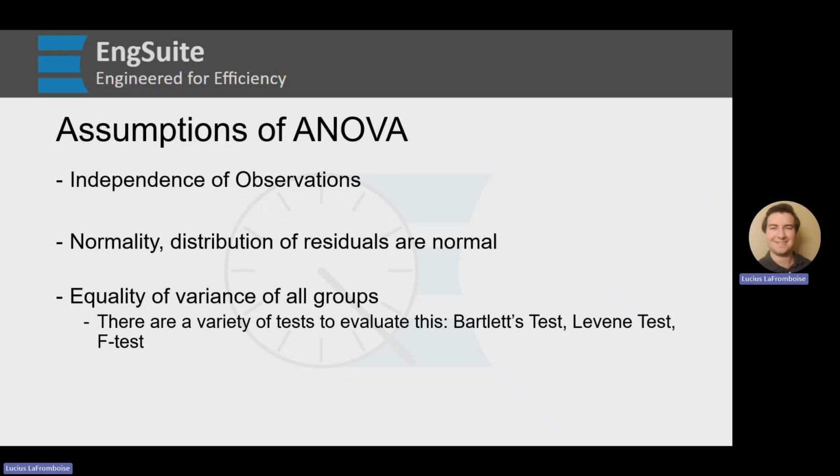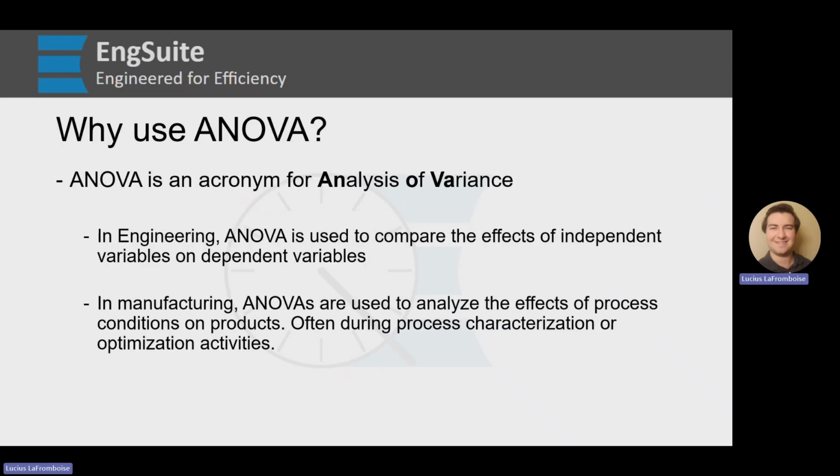There's a variety of ways that we can evaluate this. QE Suite gives you a couple. We give you the Bartlett's test and the Levene test and the F test. The F test is available in Excel, but it only tests between two different treatments, two different groups, whereas the Bartlett's and the Levene will both test more than just two treatment groups.